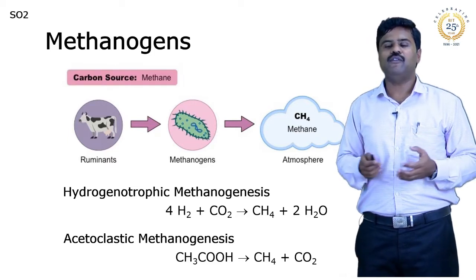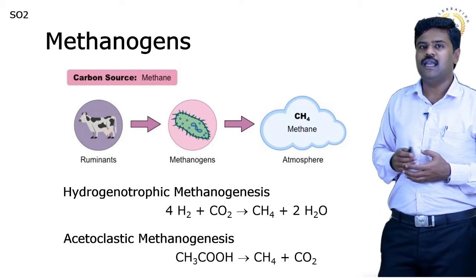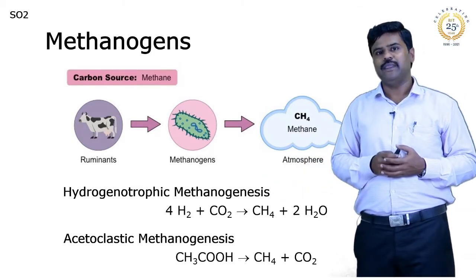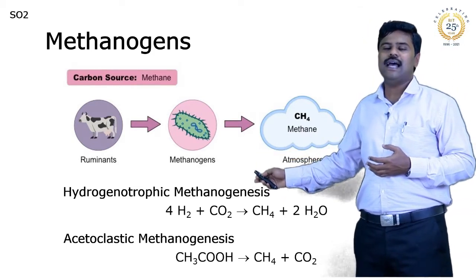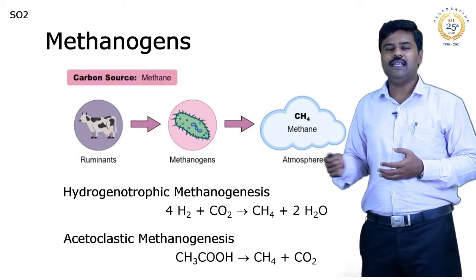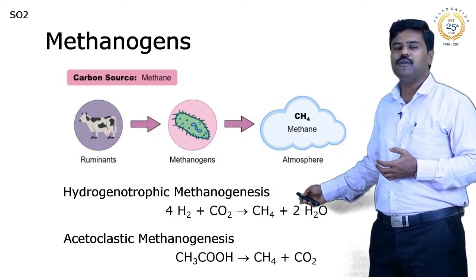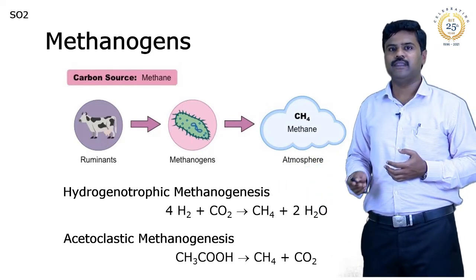The methanogenesis can be of two types. One is hydrogenotrophic methanogenesis, another one is acetoclastic methanogenesis. In hydrogenotrophic methanogenesis, hydrogen and carbon dioxide combine together and produce methane. In case of acetoclastic methanogenesis, acetic acid breaks down to methane and carbon dioxide.